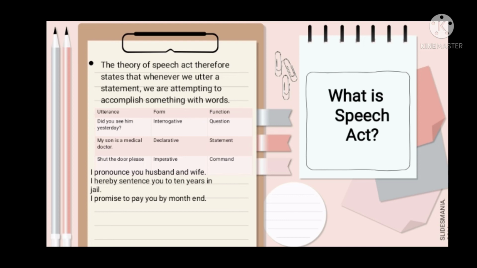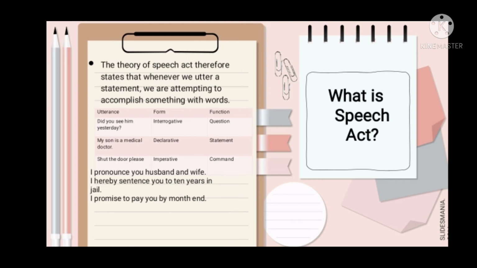Another example is, I hereby sentence you to 10 years in jail. This sentence came from a judge in a court. This is to inform the person he is talking to that he will be in jail for 10 years.